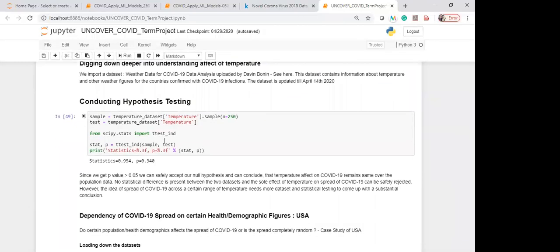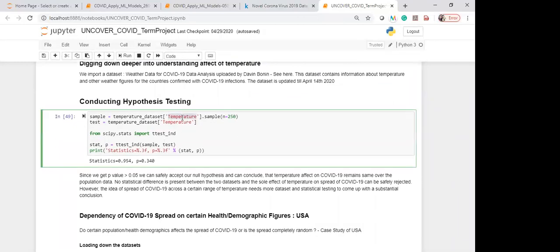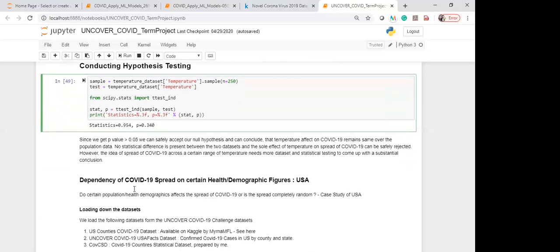I had conducted hypothesis testing for temperature, on whether increased temperatures would really lower the risk of COVID-19. In my hypothesis testing, since the P value is greater than 0.05, we can safely accept our hypothesis that temperature does affect COVID-19 and remains the same over the population.